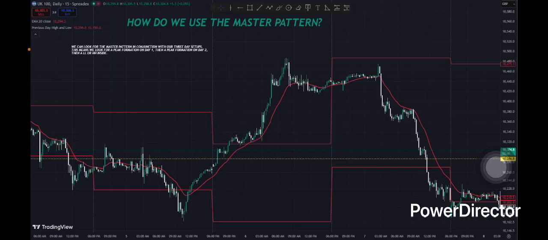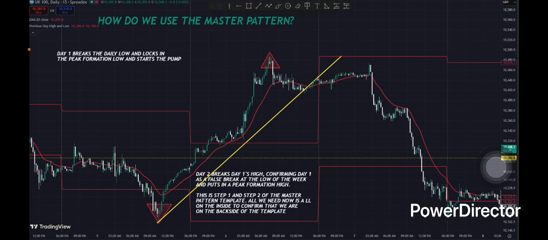Now let's get right into this. We're going to be talking about how we use the master pattern, how we identify the master pattern on our charts, so we can look for the master pattern in conjunction with our 3-day setups. This means that we look for our peak formations. We could get a peak formation on day 1, a peak formation on day 2, and then a lower low or higher high on the inside. That's what we're looking for.